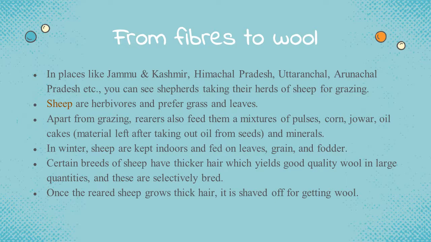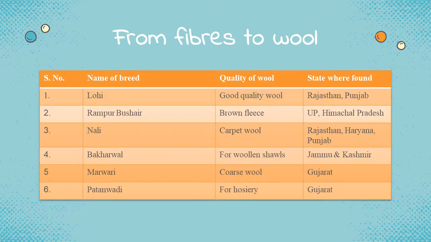Certain breeds of sheep have thicker hair which yield good quality wool in large quantities, and these are selectively bred. Once the reared sheep grows thick hair, it is shaven off for getting wool. Here is a list of wool that we get from different breeds.